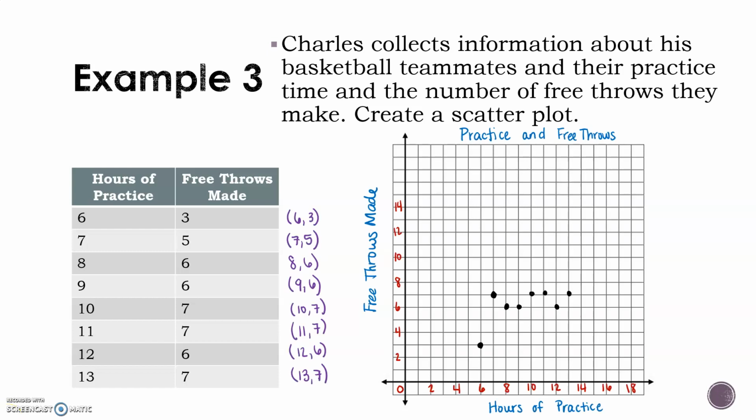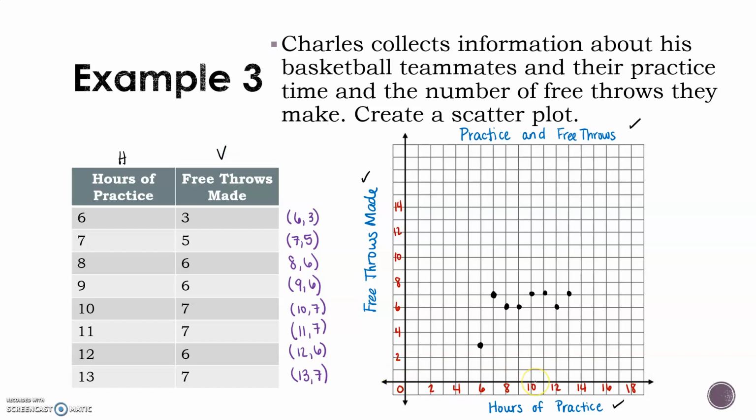So check along at home. Do you have your title? And again, it doesn't have to be anything fancy. I just put practice and free throws, but it should talk about what this graph is describing. You can't just name your graph like Jim. You have to give it a title that relates to what's happening here. Did you label both of your axes? Hours of practice, free throws made, horizontal column, vertical column.